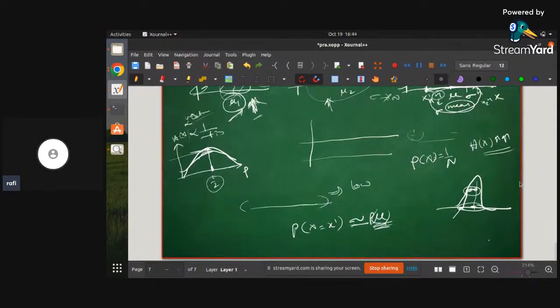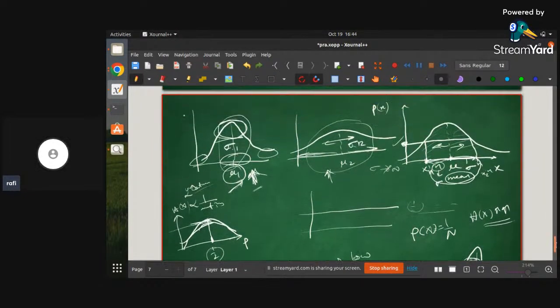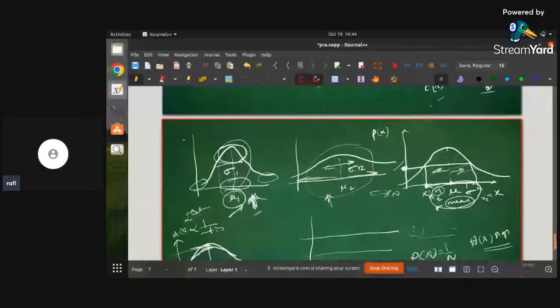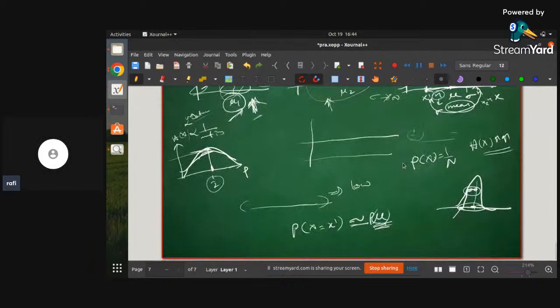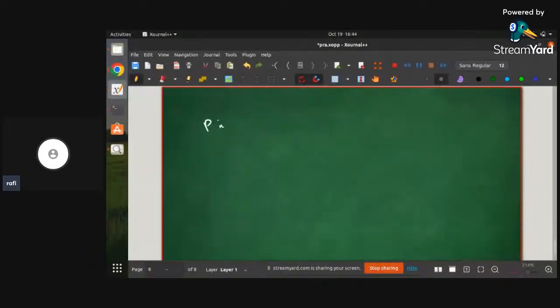So that is about the Gaussian distribution. Gaussian distribution is actually described by the first order and the second order statistics. Okay, we will write the equation: p of x equal to 1 by square root of 2 pi sigma, e power minus half into x minus mu by sigma whole square.